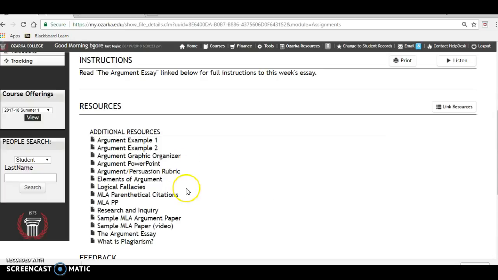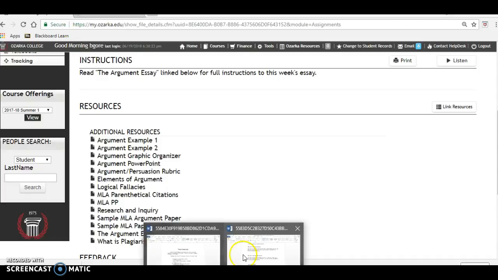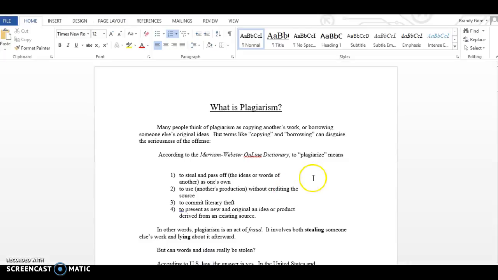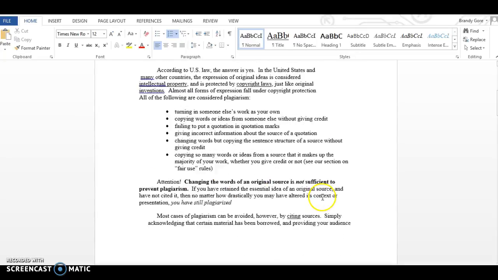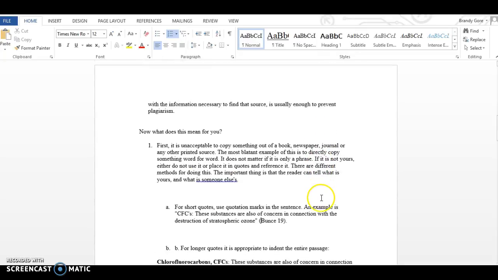Of course, the sample papers show the use of sources within a paper in the works cited pages. So of course, pay attention to those. Also, there's a 3 here. What is plagiarism? That's probably a pretty good place to start. Okay. Let's see which one here. And it just talks about what plagiarism is, and then it has some other information that can help you.